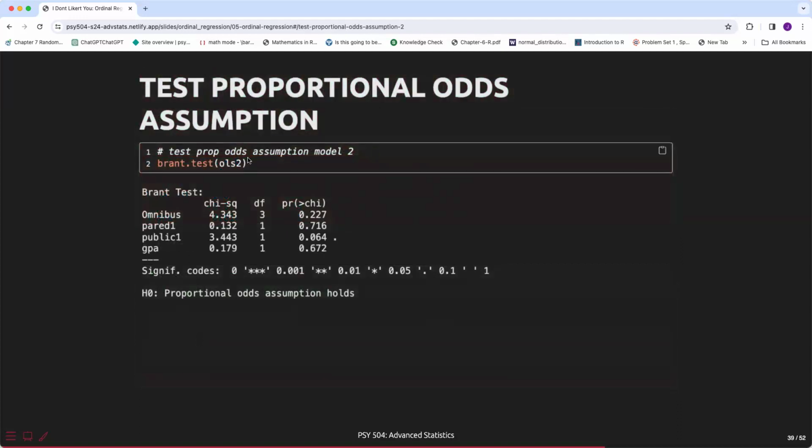So we can test the proportional odds assumption for this model by using the Brandt test again. So again, we have more predictors now. The omnibus test is with all the predictors, and then the individual predictors, allowing the slopes to vary. Here, the p-values are all greater than 0.05, right? So we don't really have any issues here. So the proportional odds assumption holds for the most part.